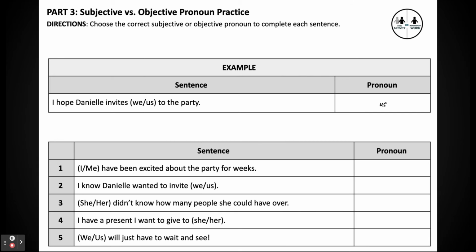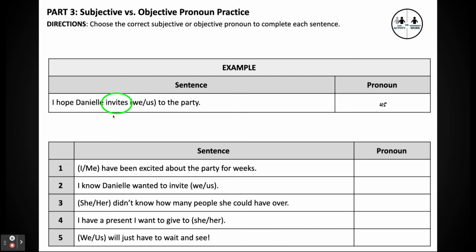All right, so part 3 is where we're going to get into our practice. You're going to choose the correct subject or object pronoun to complete each sentence. So what I want you to do is first look for the verb and then ask yourself, does it come before, subject pronoun, or after, object pronoun, the verb? For example, I hope Danielle invites we or us to the party. What's the verb? The verb is invites.